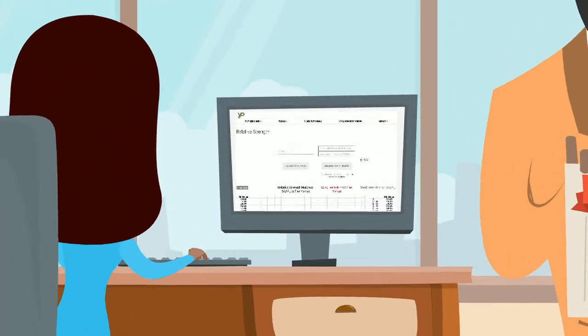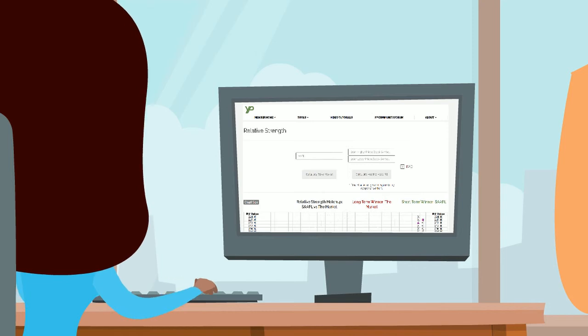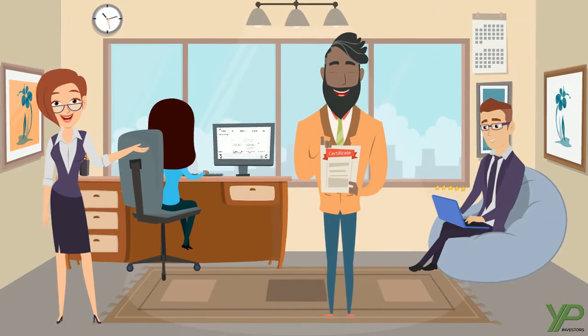Relative strength is a very powerful tool offered to our YP Investors members. It is a key component to successful investing and trading, and ultimately it will help you grow your wealth.